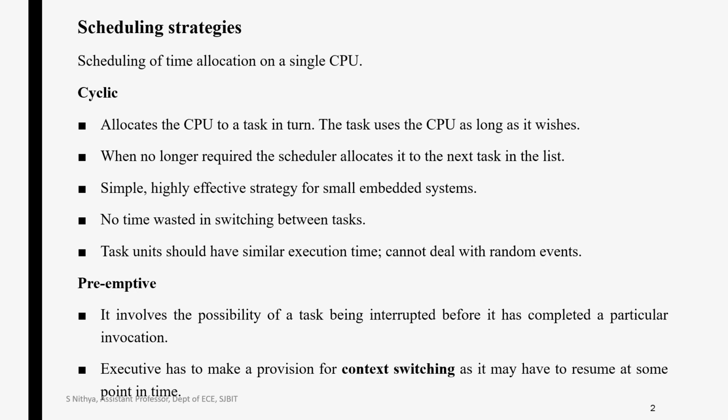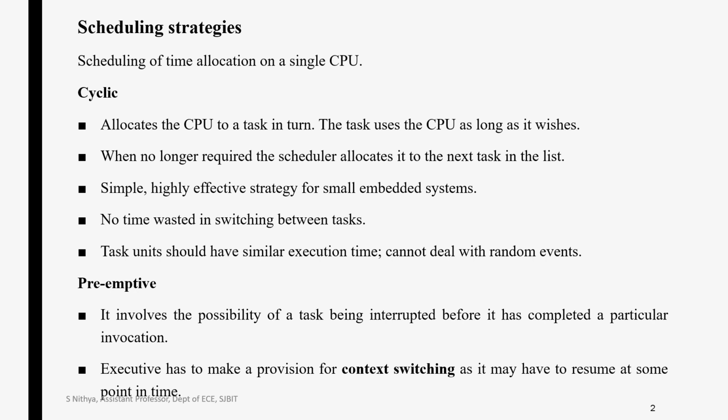Here we are talking about scheduling, which is the selection of the program for CPU execution. One type is cyclic scheduling, which means the CPU will be allocated to the tasks in turn, one by one, first come first served. Based on that, the CPU is allocated to the program. It takes the use of the CPU as long as it wishes, so each task can use the CPU until completion of its work. When the CPU is no longer required by that task, the scheduler allocates it to the next task in the list.